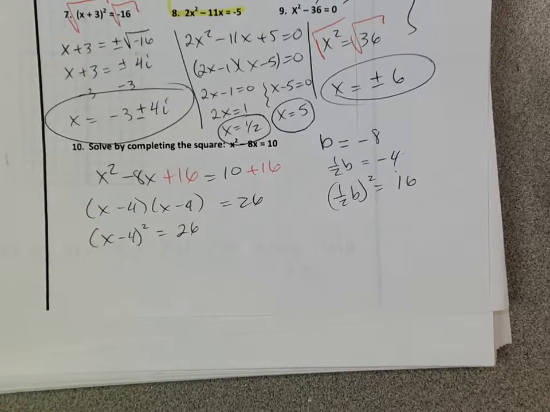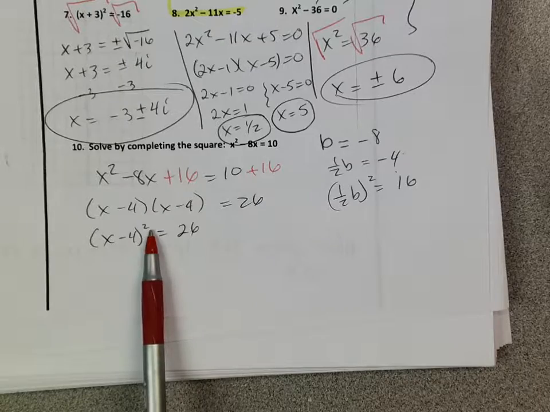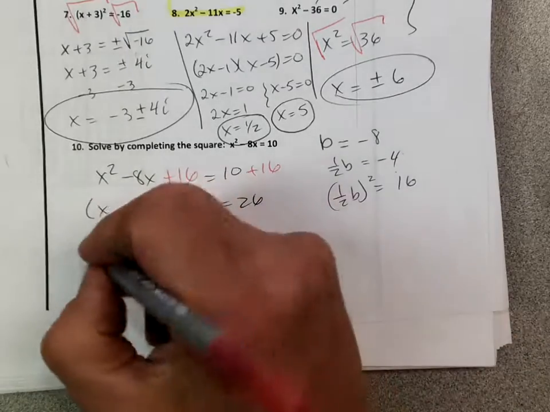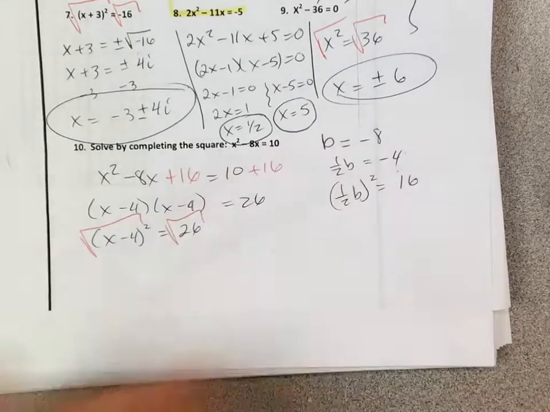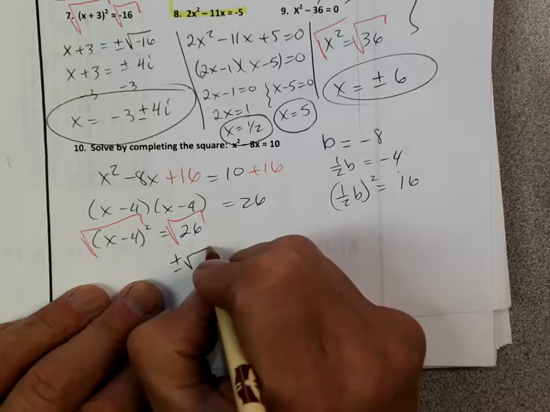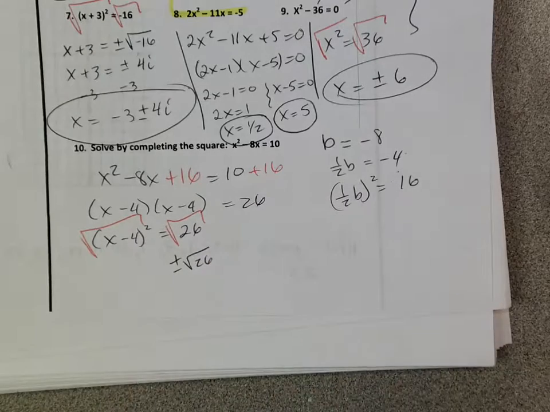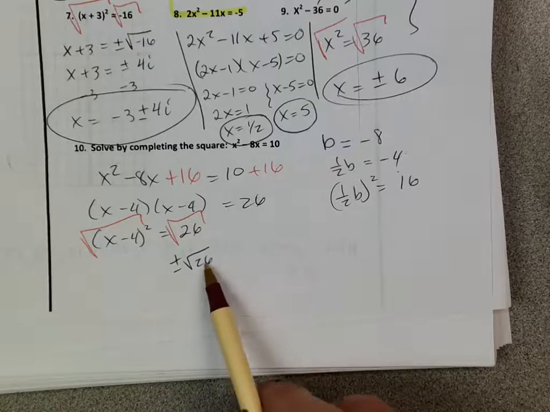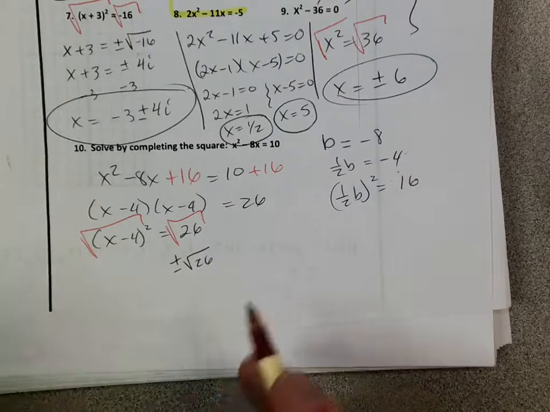Am I going too fast or am I okay? Am I good? Okay, how do I solve? You know exactly what to do. What am I going to do next? Square root it. Yep. Good job. Square root it. How many answers? 2. So this is going to be a plus or minus the square root of 26, which is not a very good number. You can't reduce it. You can't break it down. It doesn't have good multiples, so we're going to leave it, okay?